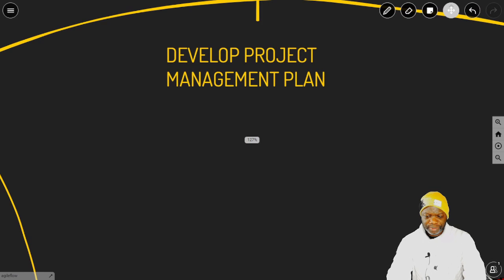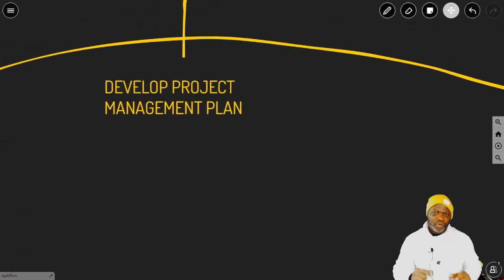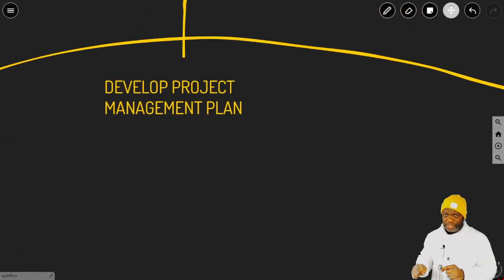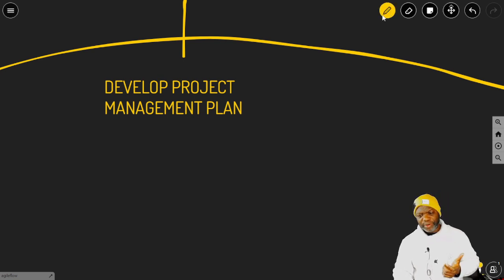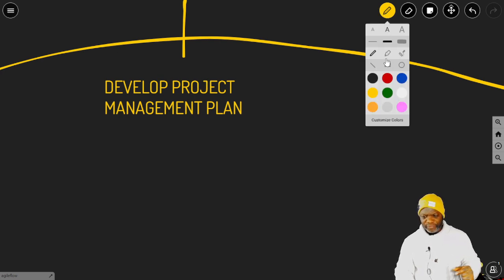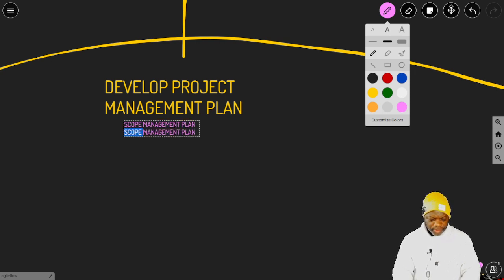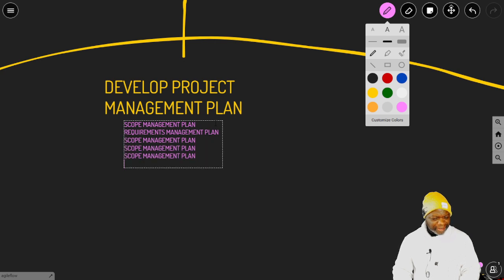This project management plan contains what we call subsidiary plans. And the subsidiary plans are smaller plans for each area of knowledge. So I'm going to break those down for you real quick. The areas of knowledge that you should be thinking about are the scope management plan, a requirements management plan. There's a lot of them.